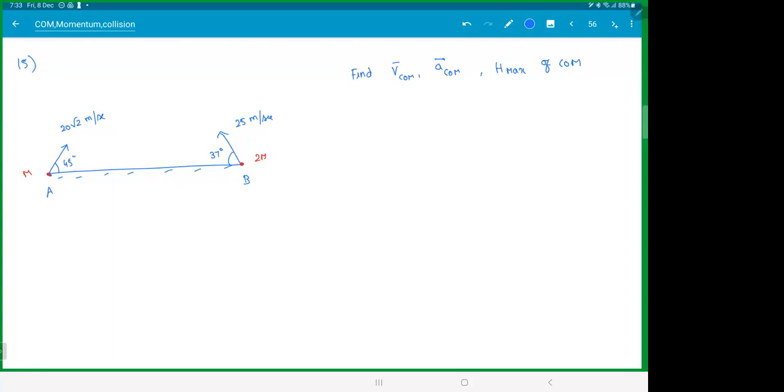So there are two particles, m and 2m, projected with 20√2 and 25 as shown. Find the velocity of center of mass of these two particles, acceleration and maximum height of the center of mass.